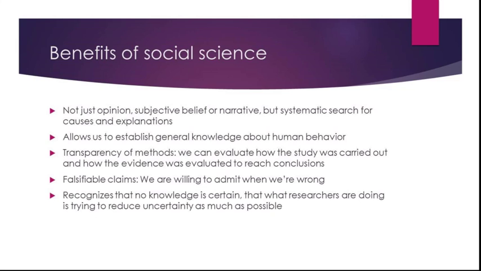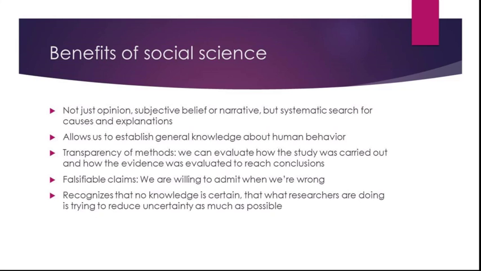Transparency of methods is very important. By publishing and describing everything we do when we do research, and describing exactly how we measure things and where we get the data, we are explaining the basis for our conclusions. We're allowing the reader to figure out whether the reader can trust the conclusions. We want to make falsifiable claims. In other words, we want to make claims that can be knocked down and that we're willing to reject if the evidence says we should reject them.